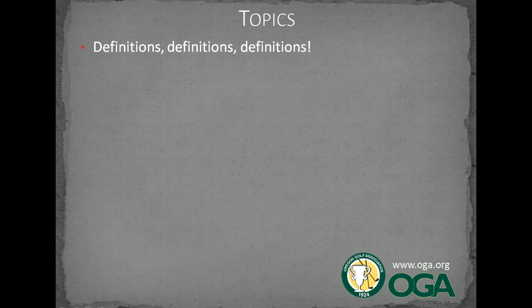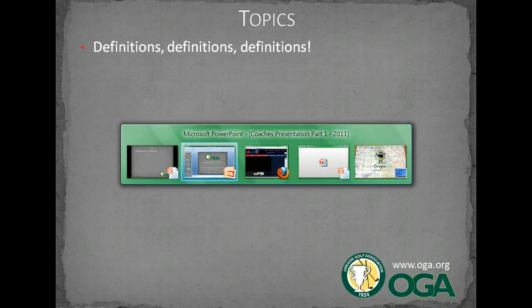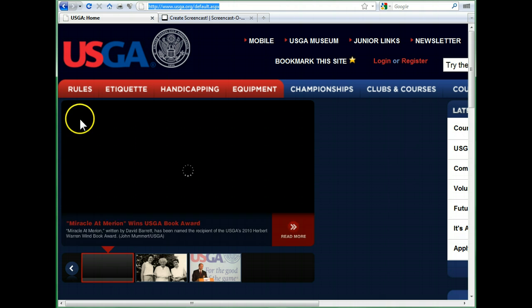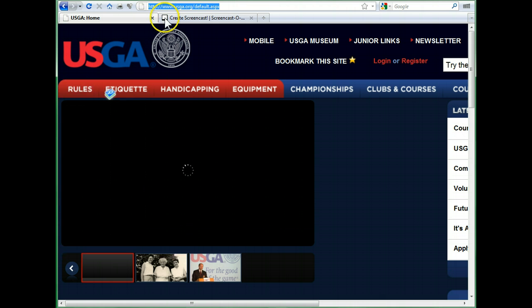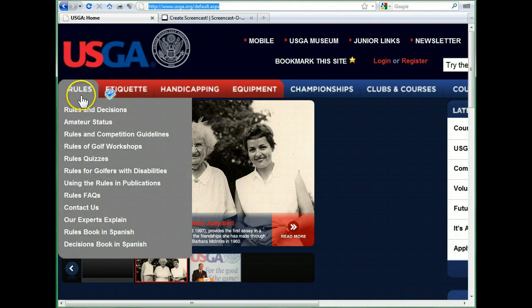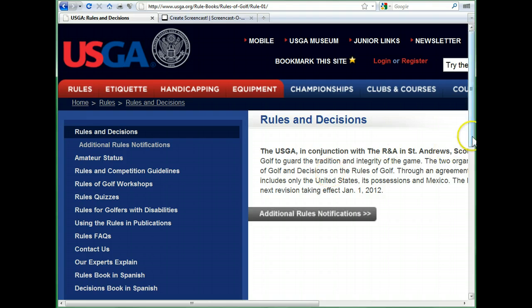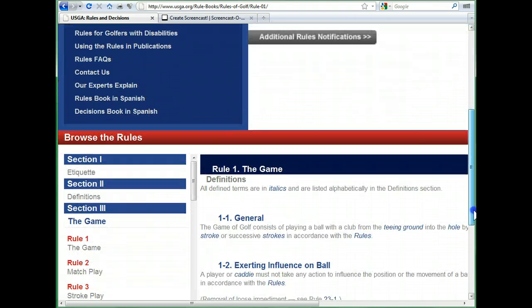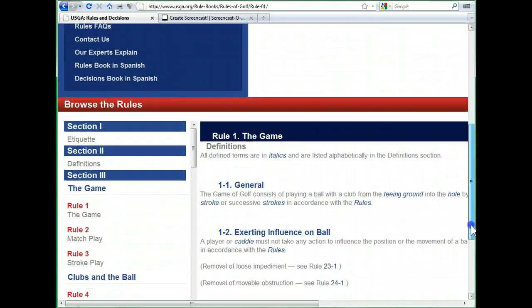The topics of this part of the presentation will focus, as all of our presentations will, on the definitions. You can find the definitions and actually the entire set of rules if you go to the USGA's website. If you don't have a rule book yourself, just go to usga.org in your browser, and there's a rules tab, and just click on rules and decisions. And the USGA does have the entire rule book online, and in addition the entire decisions book.